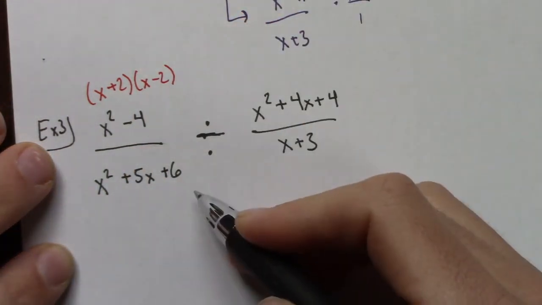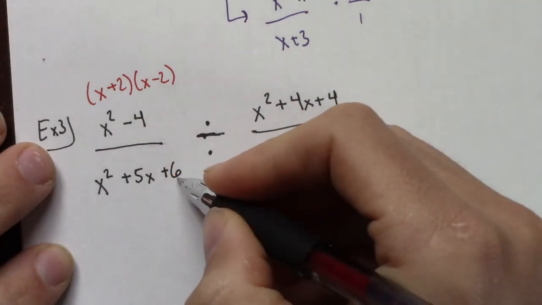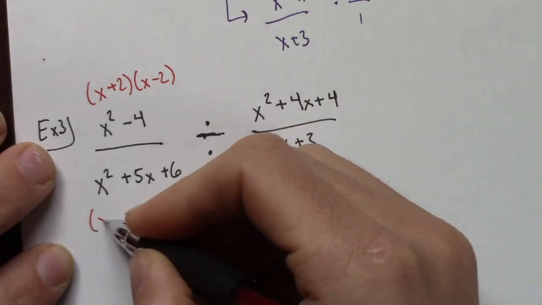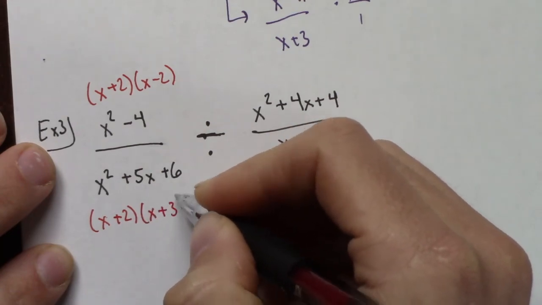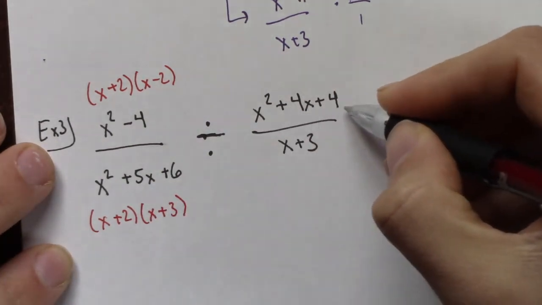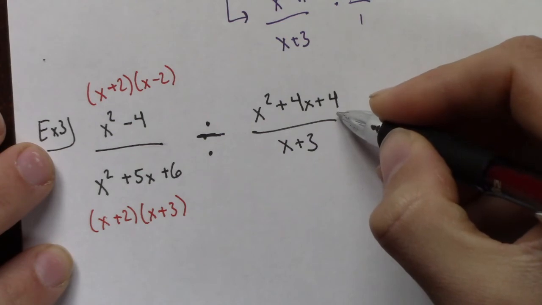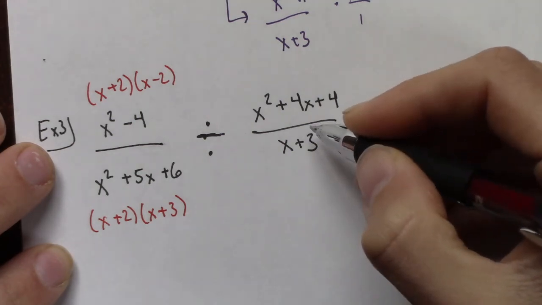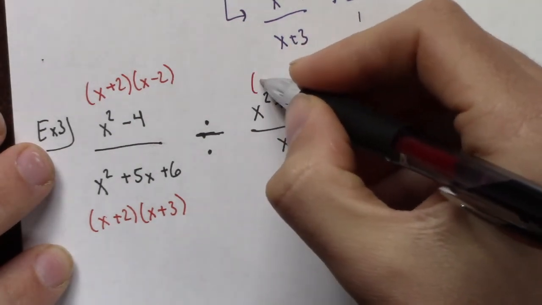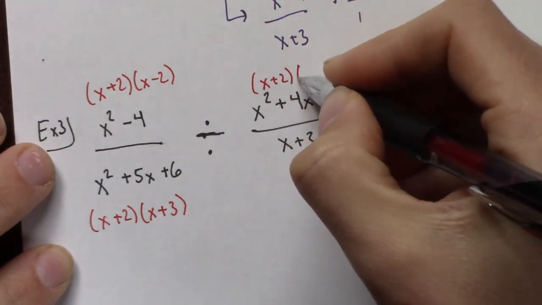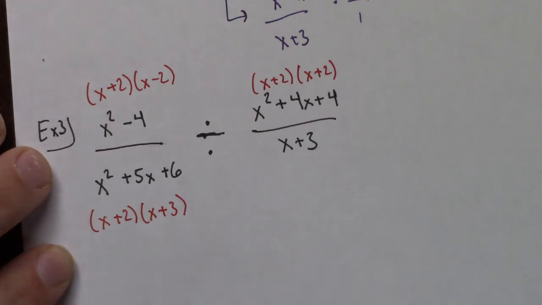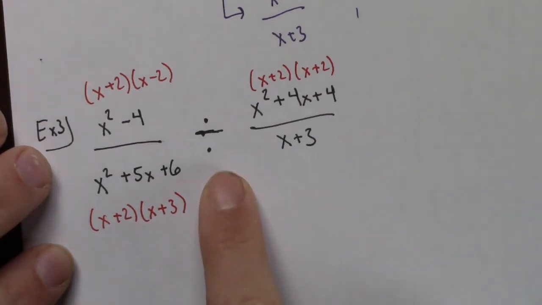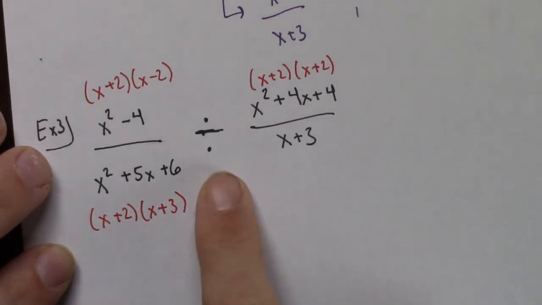x squared plus 5x plus 6, that's not too challenging. Two numbers that multiply to 6 and add to 5 will be 2 and 3. And then I come over here, x squared plus 4x plus 4. Two numbers that multiply to 4 and add to 4. Well, there's not much choice there. And sure enough, that is x plus 2 and x plus 2. And then we've got our x plus 3. However, you've got to be careful because we've got division this time.